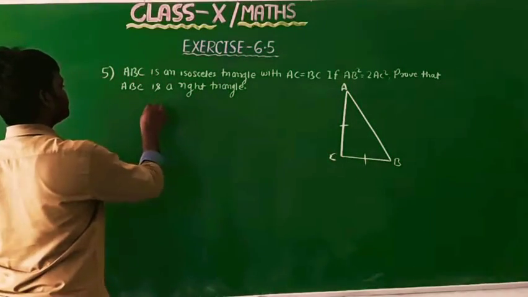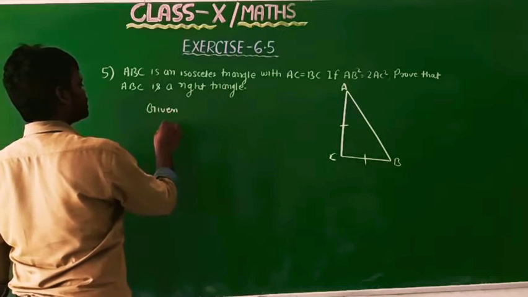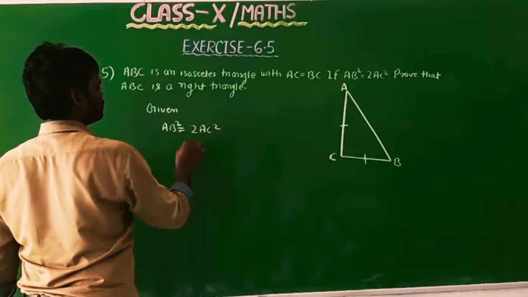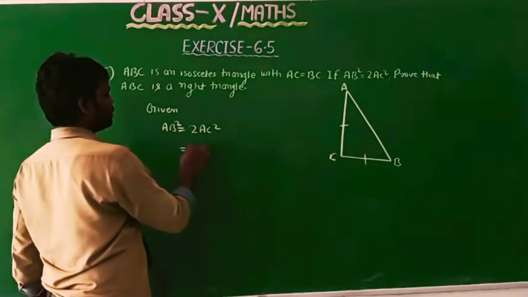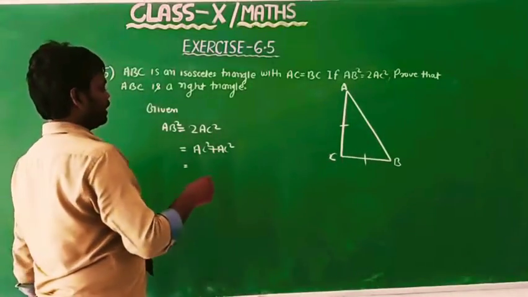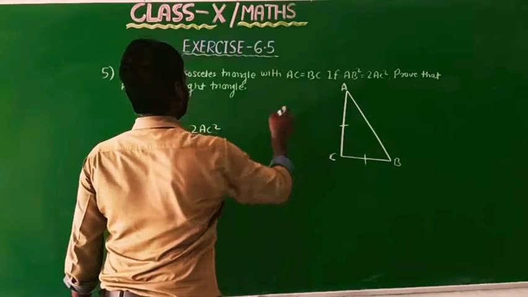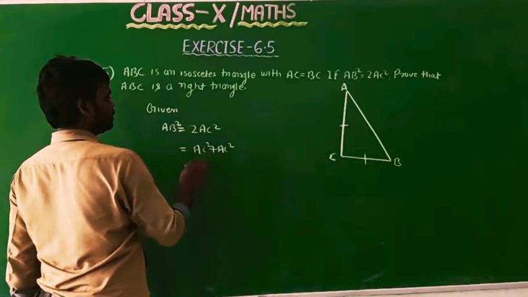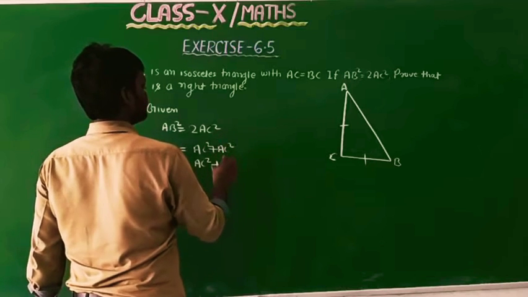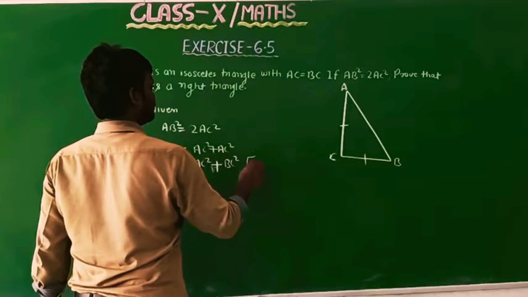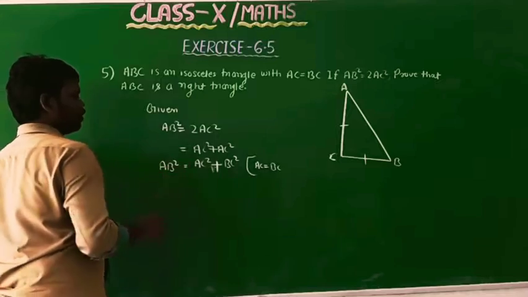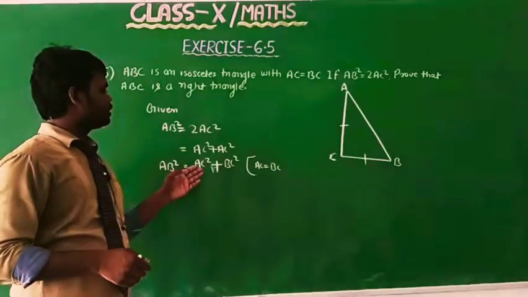So given AB square equal to 2AC square, and this can be written as AC square plus AC square. Here we are given AC equal to BC, so we can write AC square plus BC square. Since AC equals BC, we get AB square equal to AC square plus BC square.